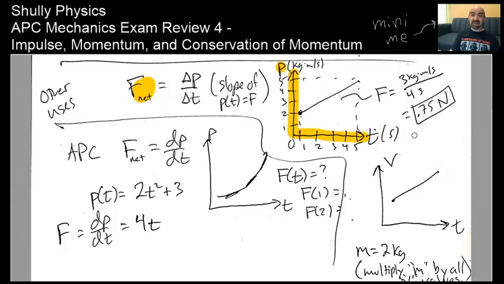So if velocity times a time, you can get a displacement. So finding the area under this graph and dividing by the mass, you get the displacement of the object. So there's a lot you can figure out from that.